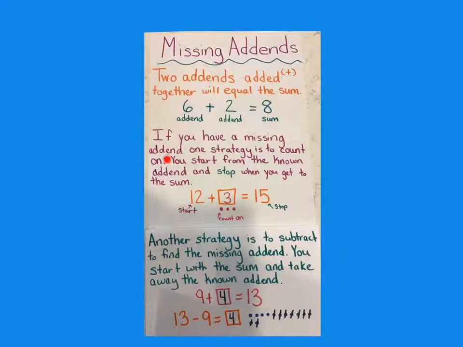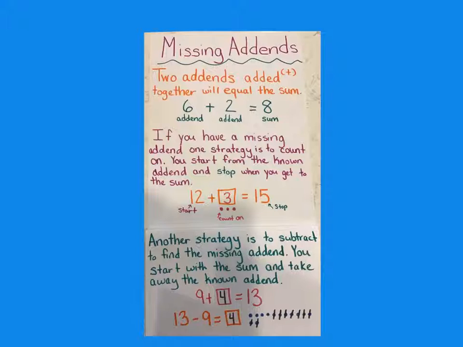If you have a missing addend, one strategy is to count on. You start from the known addend and stop when you get to the sum. For example, this problem started at 12. We didn't know this piece right here, that's why it has the box. And then we stop at 15, which is our sum, our answer. So if I was starting at 12, I count on 12, 13, 14, 15. I stop at 15, and my answer is 3. So 12 plus 3 equals 15.